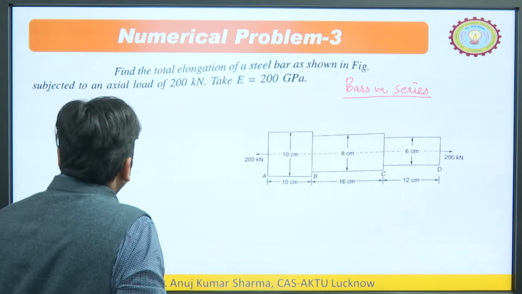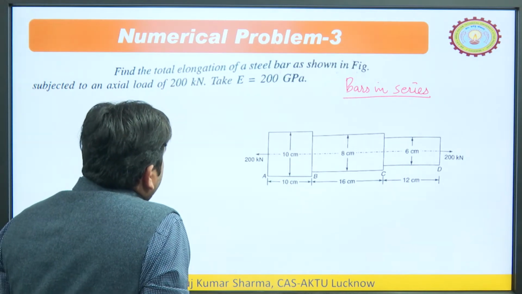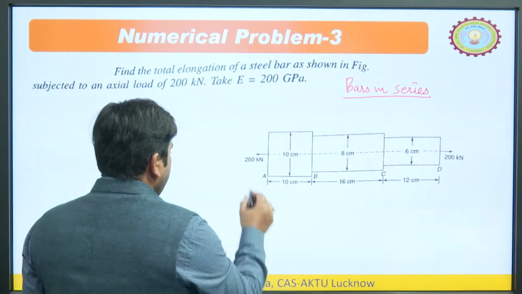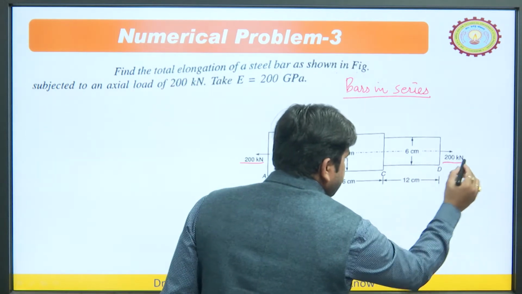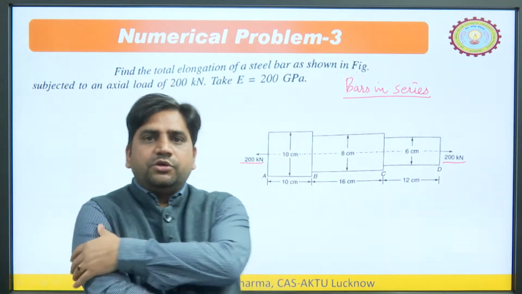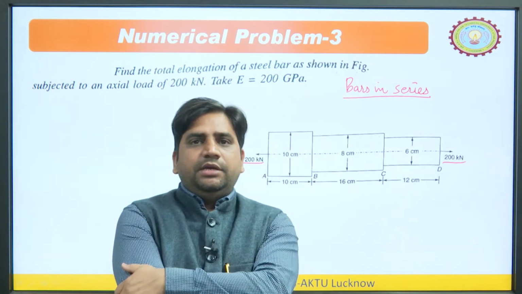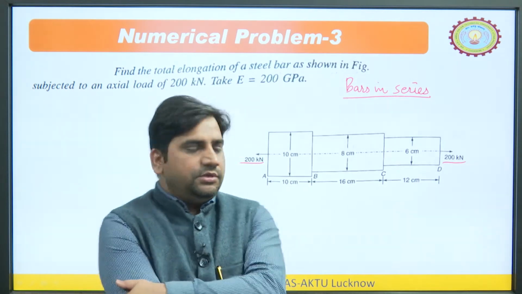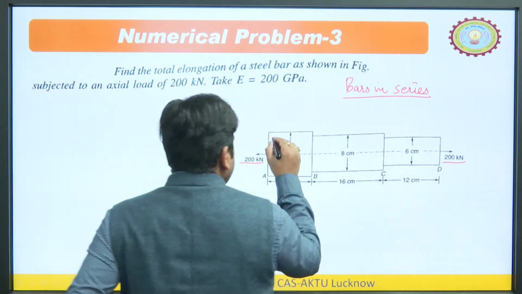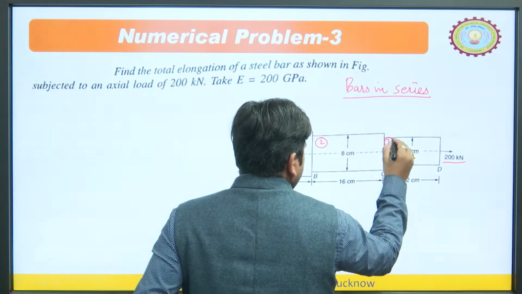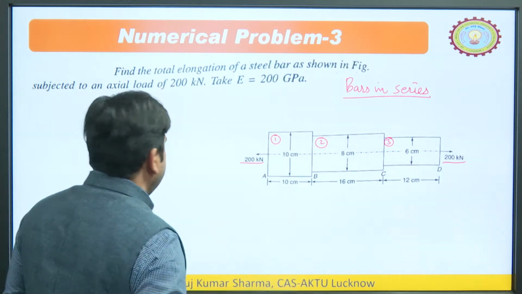So, we have 3 rods. Find the total elongation of a steel bar as shown in the figure, subjected to an axial load of 200 kilonewton. So, this is the loading, you can see 200 is given. So, this is the composite bar. Composite bar means it is a combination of 3 rods. First rod is, let us say this, second rod and third rod. So, all the rods are in series.